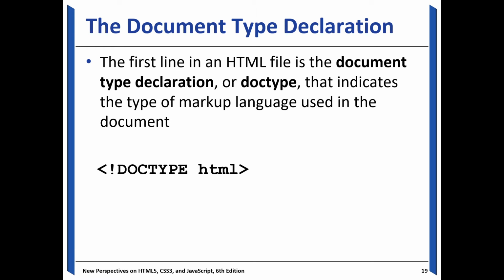In this video, we are going to work on fundamental elements of an HTML file for developing a web page. The first line in an HTML file is the document type declaration, or doctype, which tells the web browser how to process the document. This tag indicates that the document is of HTML type.